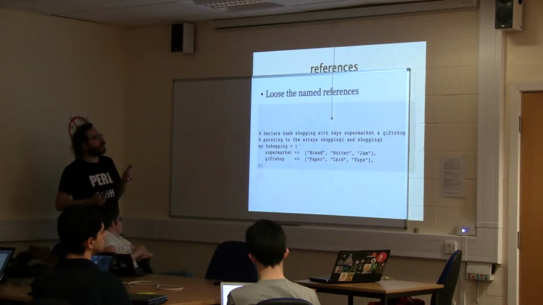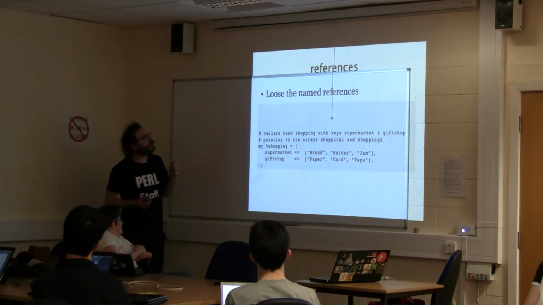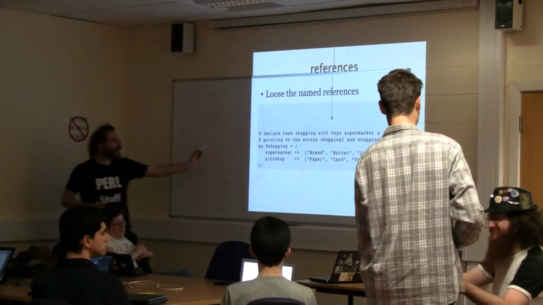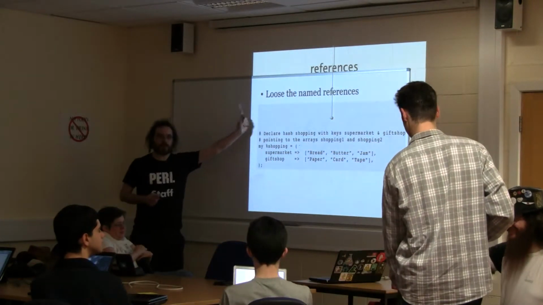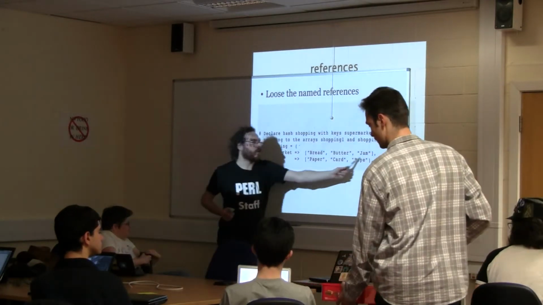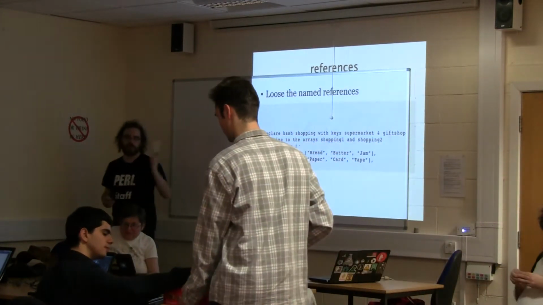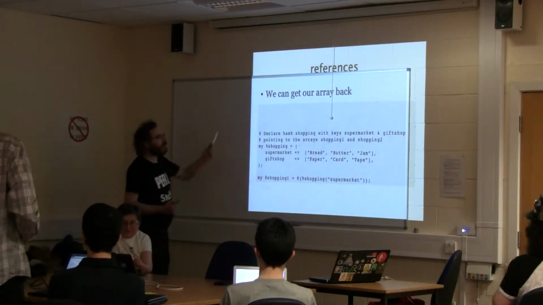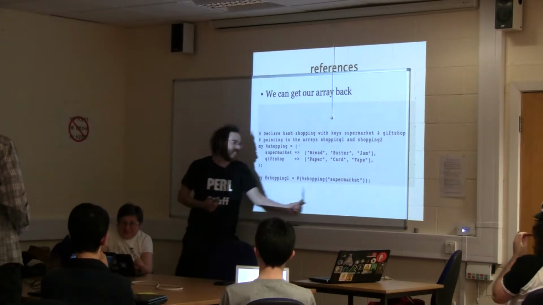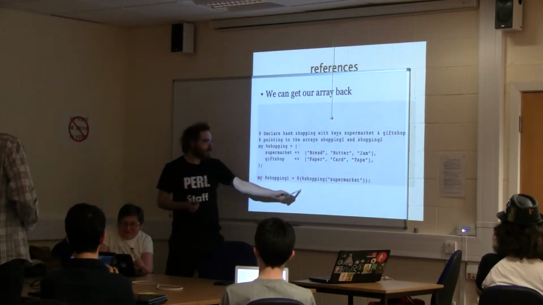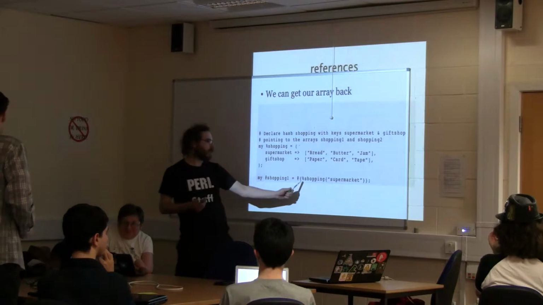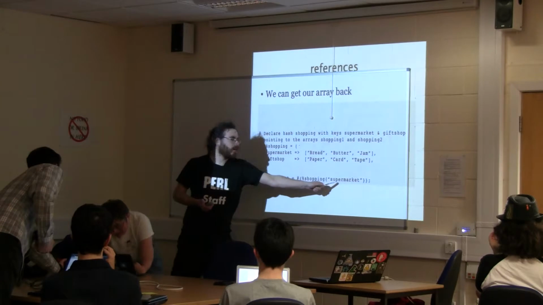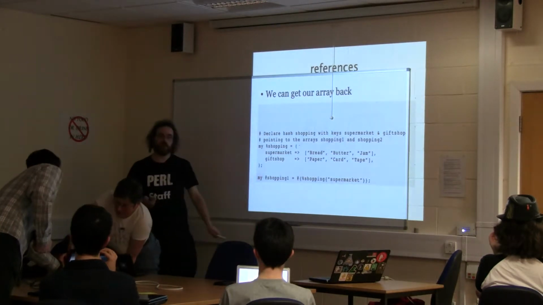Fantastic. We can also, you can also just drop these bits at the top altogether and go straight for anonymous arrays straight into the hash. Job done. We can also get our array back by doing this, which is nice and simple. We're looking at the hash shopping with the key supermarket, and then we're going to turn that into an array.